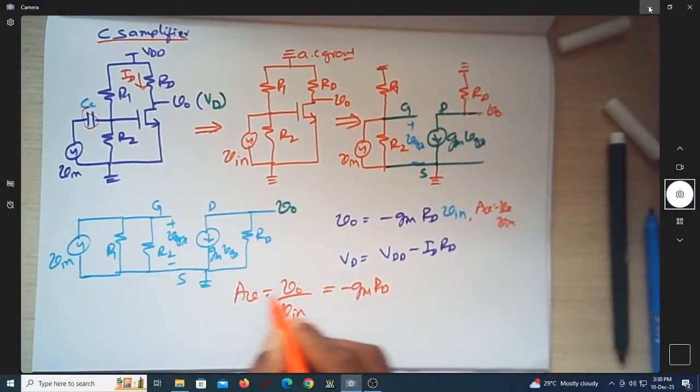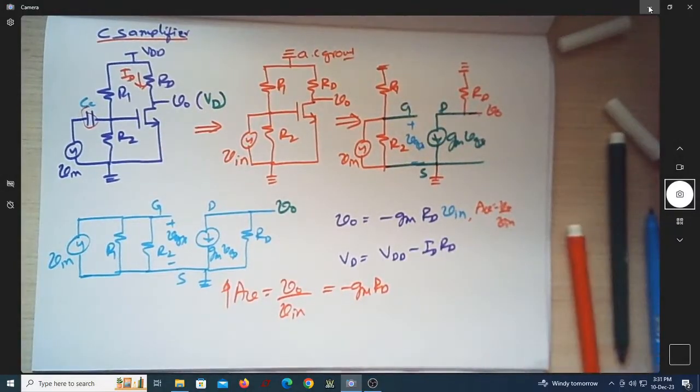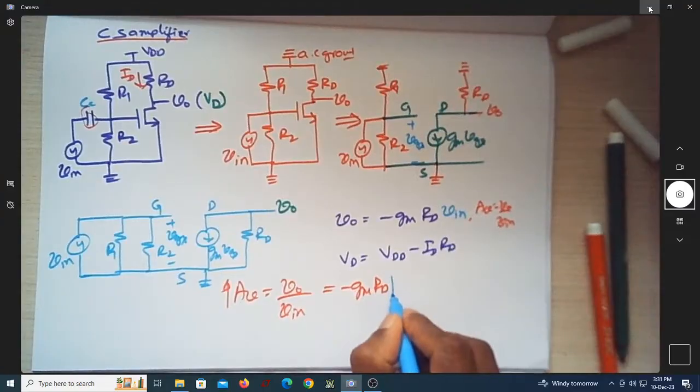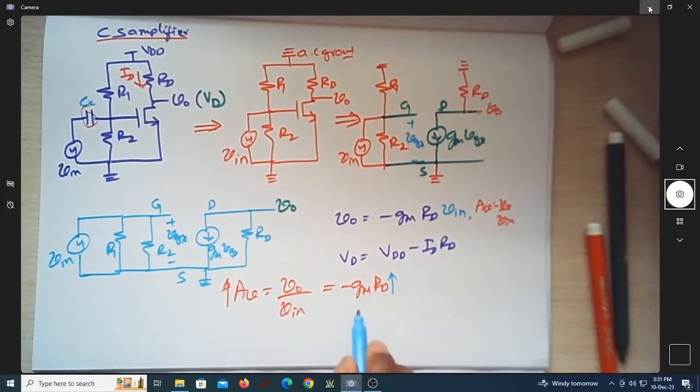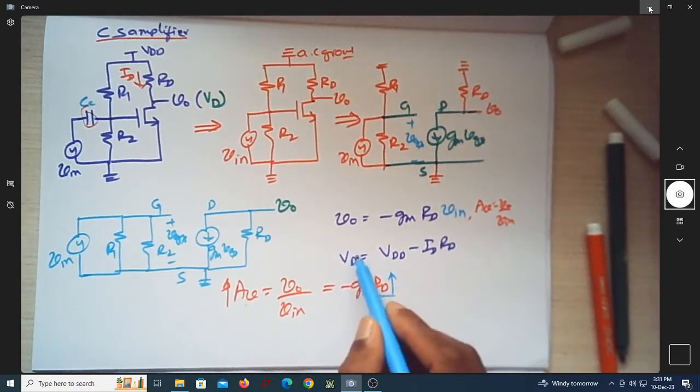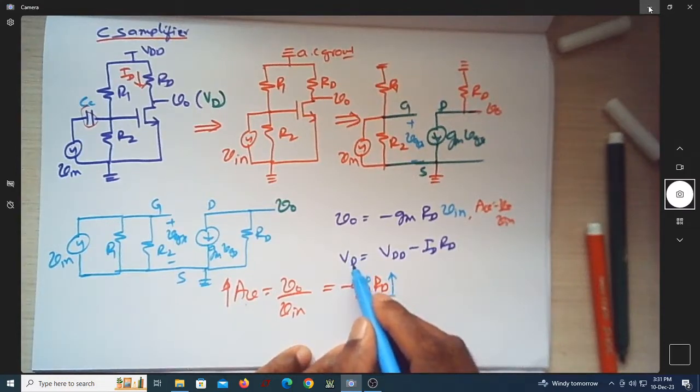Suppose if I want to increase this AV, there are two possibilities. I should either increase the value of RD keeping this gm constant, or keep this constant and vary this. So let us see what happens if I vary the value of RD. Naturally, if I change the value of RD, AV will certainly increase. If you can see here, this is the voltage VD.